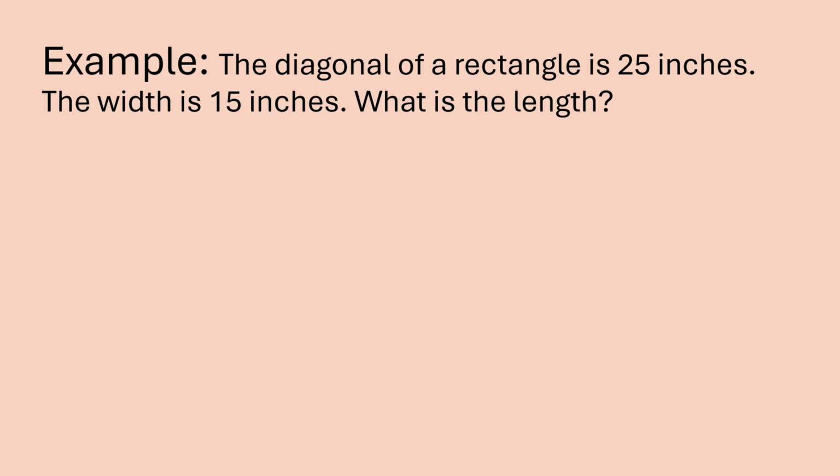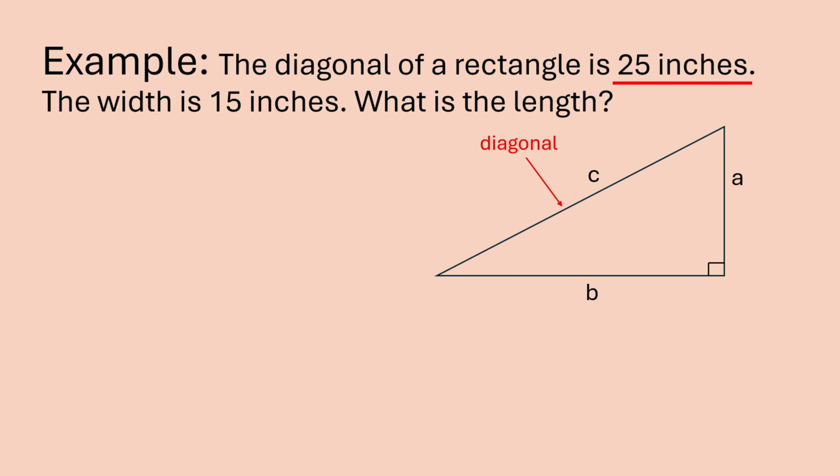Next example. The diagonal of a rectangle is 25 inches. The width is 15 inches. What is the length? This is a right triangle. The diagonal of a rectangle is 25 inches. C represents the diagonal of the rectangle. So C is equal to 25 inches. The width is 15 inches. A represents the width of the rectangle. So A is equal to 15 inches. Now we want to find out the length of the rectangle. B represents the length of the rectangle.